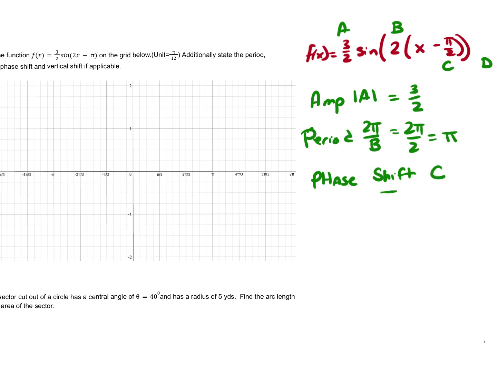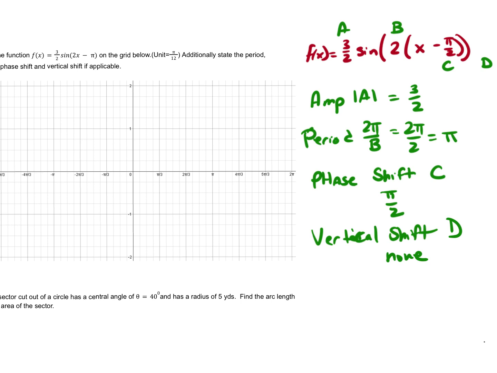So that's going to be pi over 2. Remember, if it's negative, it's a positive shift. If it's positive, it's a negative shift. And there is no vertical shift because there's no D at the end. It would normally be D, but there's none. Okay?